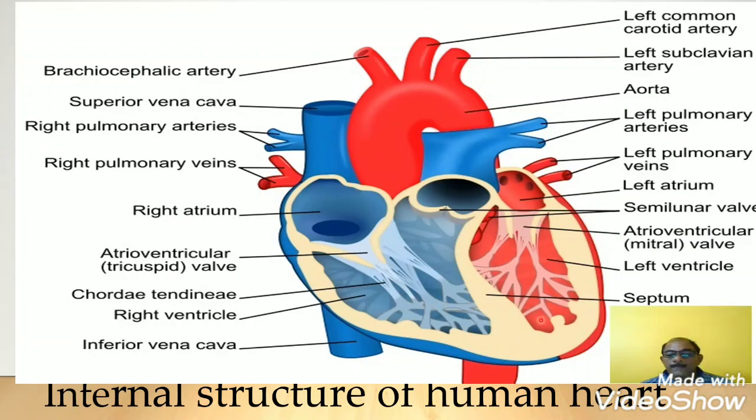Okay, this internal structure of the human heart is over. Thank you. The next part, that is the conducting system of the heart, is studied later on.